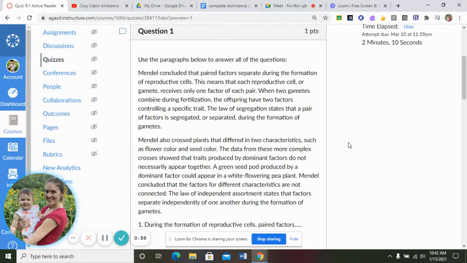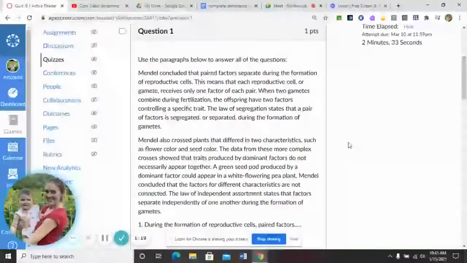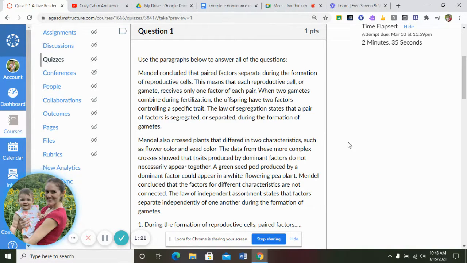Mendel also crossed plants that differed in 2 characteristics, such as flower color and seed color. The data from these more complex crosses shows that traits produced by dominant factors do not necessarily appear together. A green seed pod produced by a dominant factor could appear in a white flowering pea plant. Mendel concluded that the factors for different characteristics are not connected. The law of independent assortment states that factors separate independently of one another during the formation of gametes.